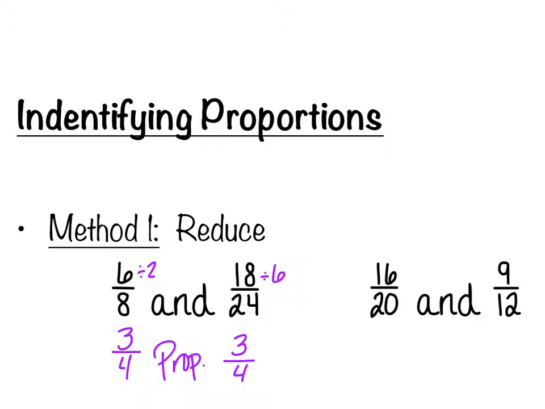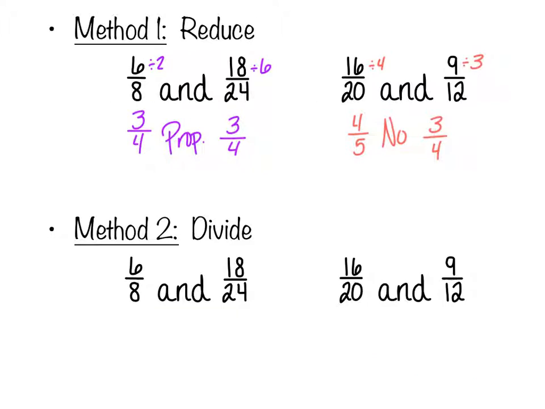And in this next one, you can take out a 4. So if we divide by 4, that would give us 4/5, 4/5. And in this one, you can take out a 3. And that would give you 3, and 3 goes into 12 4 times. And if you reduce it down all the way and they don't give you the same fraction, then you would say, no, they are not proportional. So that's one way you can tell, is by reducing them.